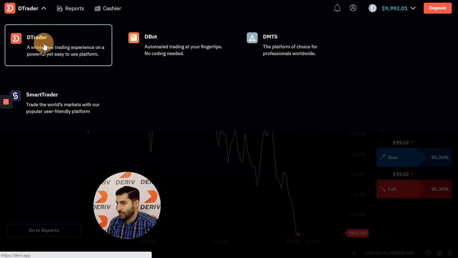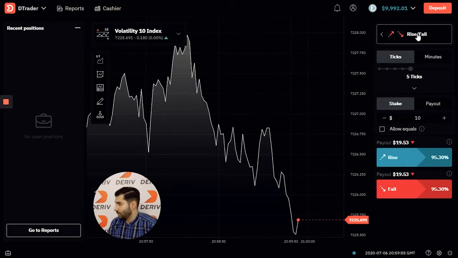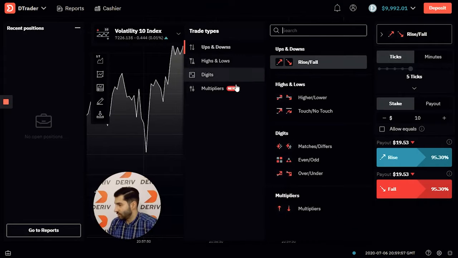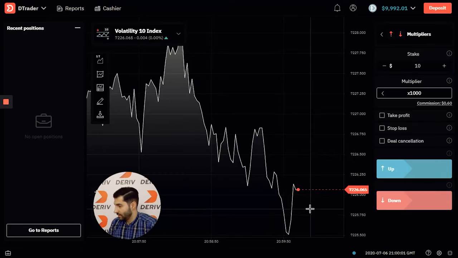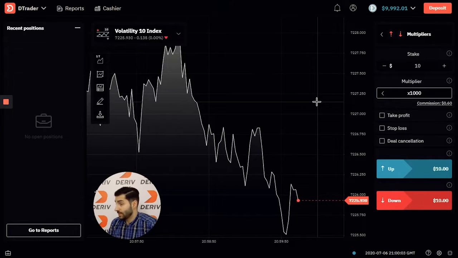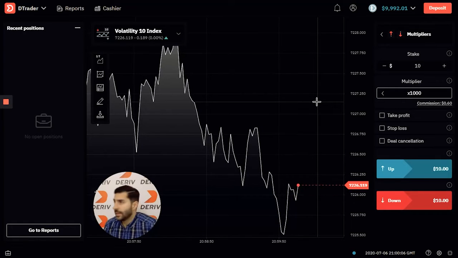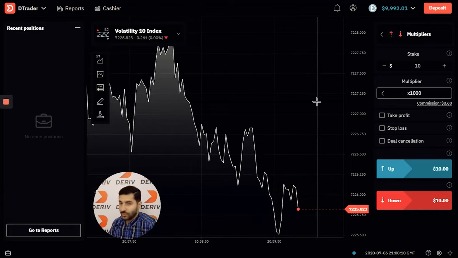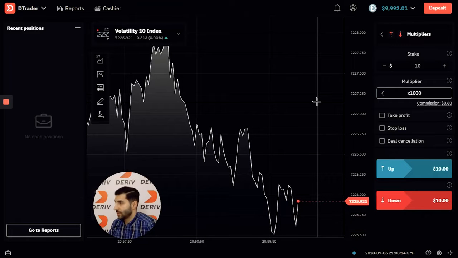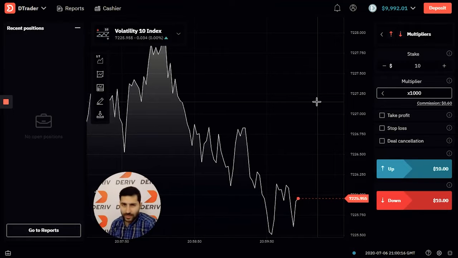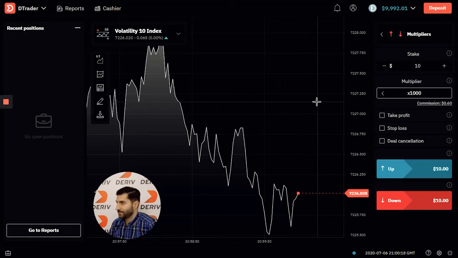So navigating to the DTrader platform here, you'd go to this section over here to change the product. You'd select multipliers there and then set multipliers over there, and you're all set. Multipliers combine features of binary options and CFD trading. So if you understand either of those, you're already halfway there to understanding this new product. Either way, it's quite straightforward and very easy to get the hang of.